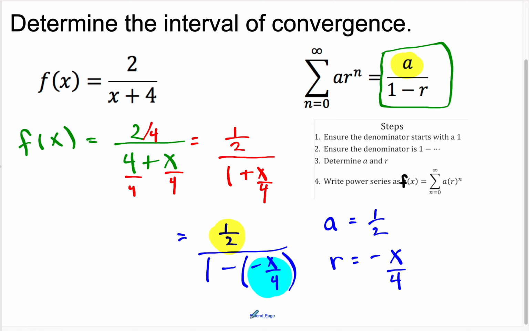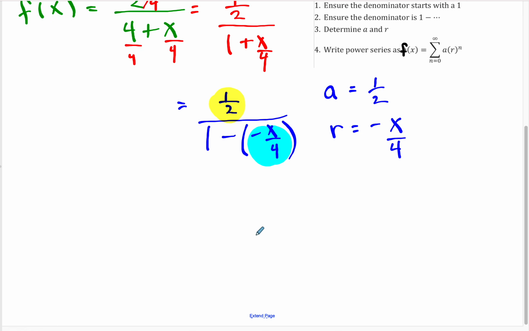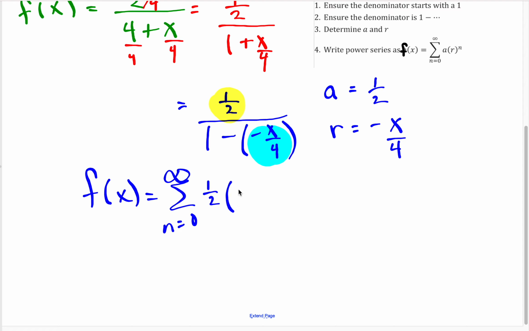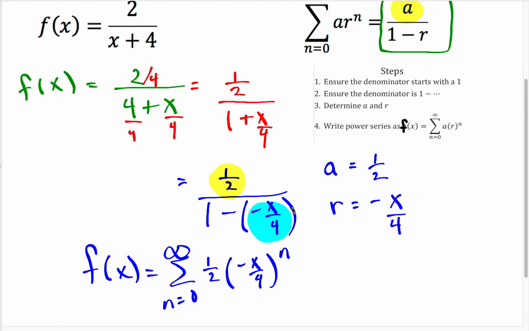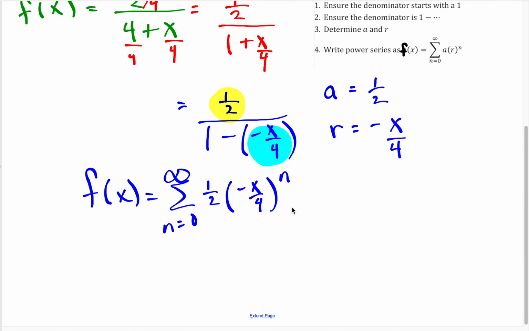So we now can turn it into our series. We can basically say that f of x is equal to the sum from n equals 0 to infinity of a r to the n. And we just created a geometric power series for that function.